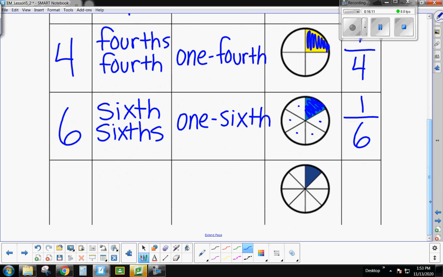All right, and finally, your last fraction circle. Again, if I'm going too fast, pause the video, give yourself time to get those notes written.